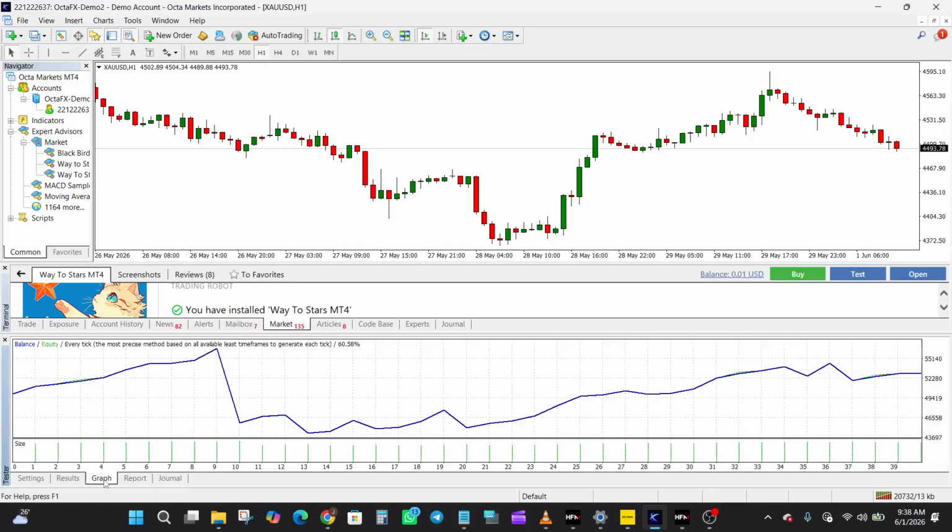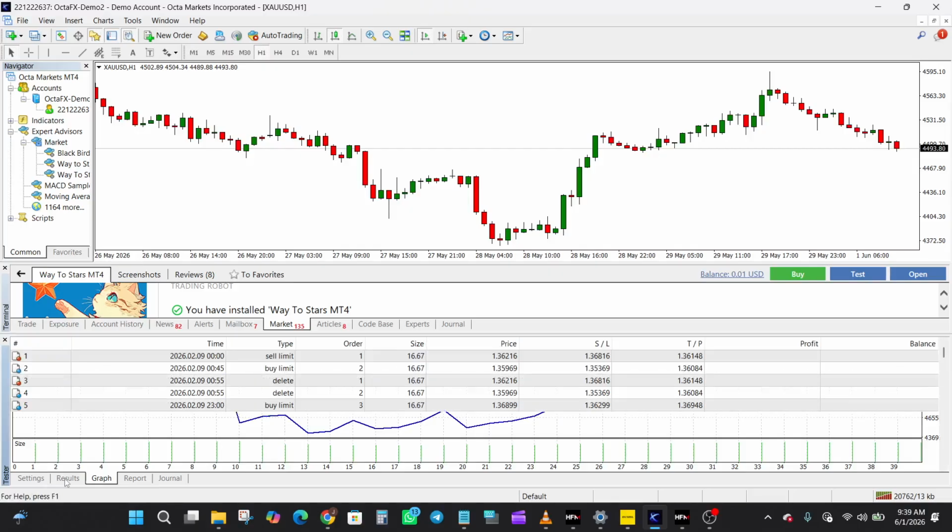All right, now let's just quickly look at the graph. We can see how the graph is not impressive as well. The balance equity curve. Initially, there was a steady rise and then a sharp decline and then just a wavy pattern, and then it began to rise gradually again. Okay, so it's not a very reliable equity curve.